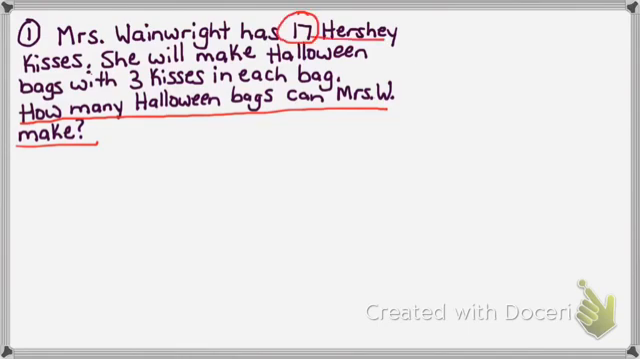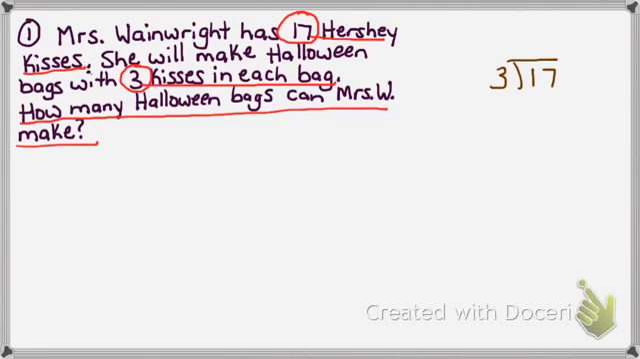Let's see what we know. We know that Mrs. Wainwright has 17 Hershey Kisses, and we know that she's going to put 3 of the kisses in each bag. So in order to figure out how many Halloween bags she can make, picture this. Picture a table with 17 Hershey's Kisses. She has little bags, and she's going to put 3 kisses in one bag, and 3 kisses in another bag, and 3 kisses in another bag. We know the total, and we're breaking it up into groups of 3. That tells me this is a division problem. So I'm going to say 17, which is my total, divided by 3, because I'm putting 3 kisses in each bag. So let's go ahead and divide.